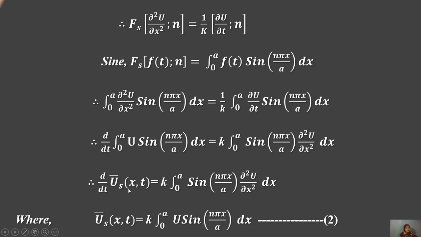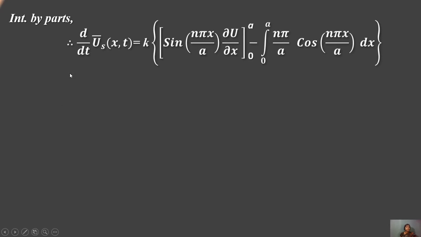What is meant by u_s(x,t)? u_s(x,t) is the integration from 0 to a of u sin(nπx/a) dx. Okay, this is the formula, and this is the second equation. Now integrating by parts, d/dt u_s(x,t) equals k [sin(nπx/a) ∂u/∂x] from 0 to a, minus the second part, the integration of the constant nπ/a times cos(nπx/a) dx.